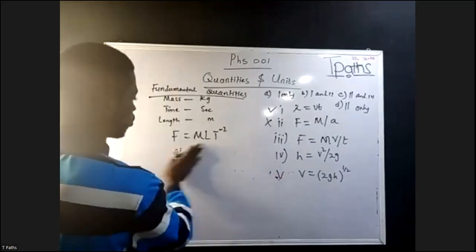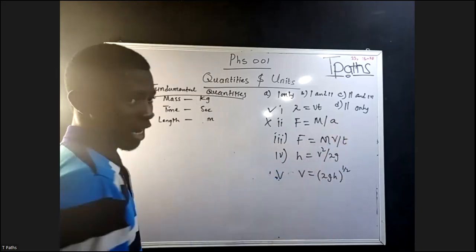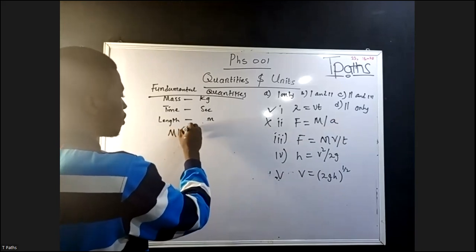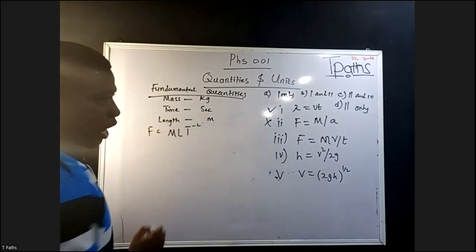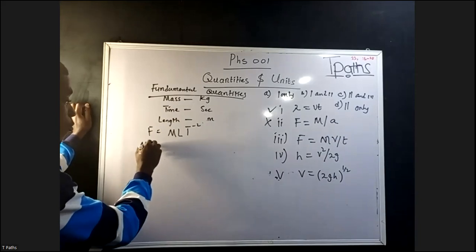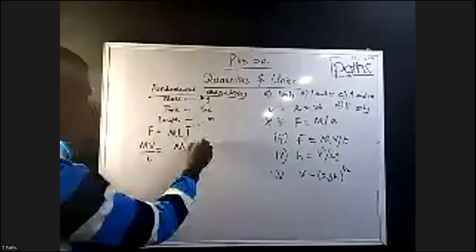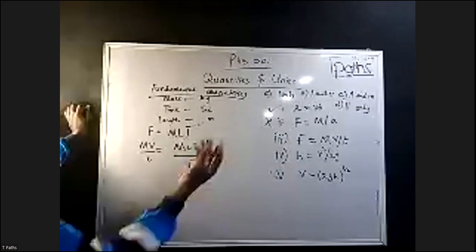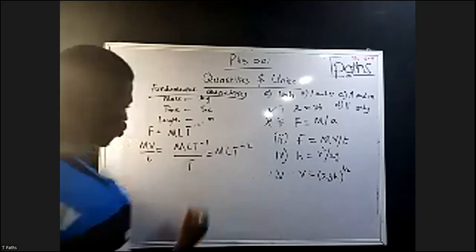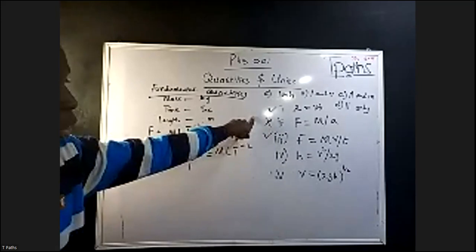The next one, to know which other one is wrong, I'm going to test the third option given to me. They say F is equal to MV over T. So let's check whether it's the same thing. F is what I just mentioned to you now: MLT raised to power minus 2. So this is our F here. I hope you can see it clearly. Now I want to write MV over T. My M is M. I've written velocity to you before, which can be written as LT raised to power minus 1, over T raised to power 1. So if I rewrite this very well, I have MLT raised to power minus 2. So I have MLT raised to power minus 2 on both sides, which means this one is correct. So far, it is only II that is wrong.